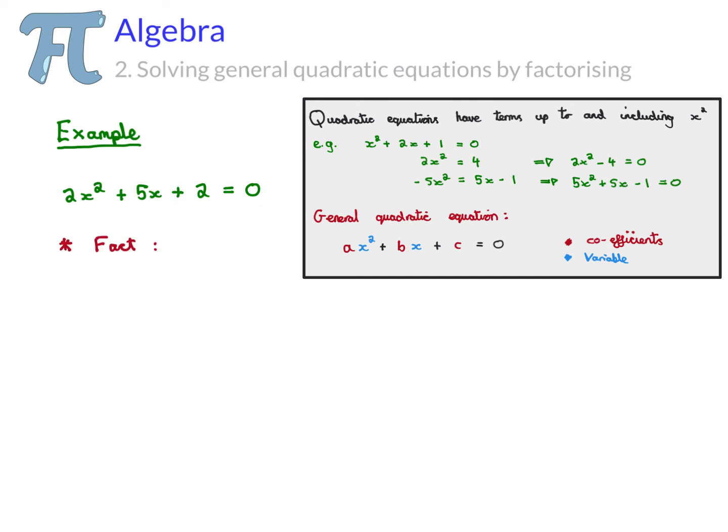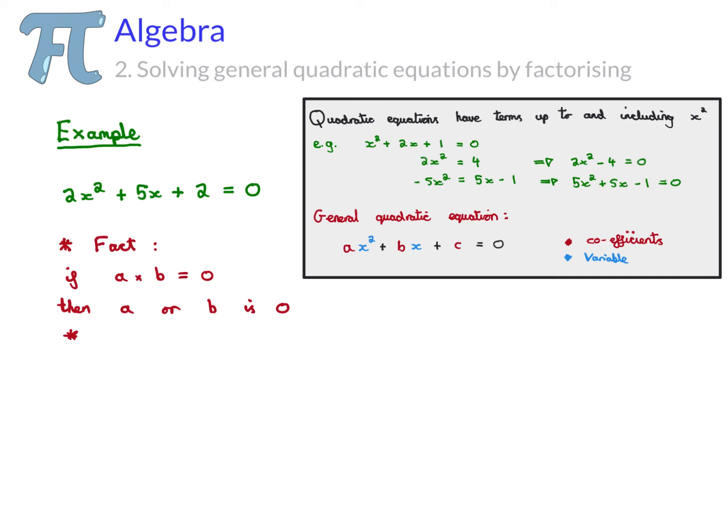The fact we're trying to exploit in order to solve this quadratic equation is the following. If two numbers multiplied together make 0, then at least one of those numbers themselves must be 0. We're going to express this left-hand side in a form so then it looks like one thing multiplied by another, and then we'll exploit this fact. A quick method for doing this is as follows.